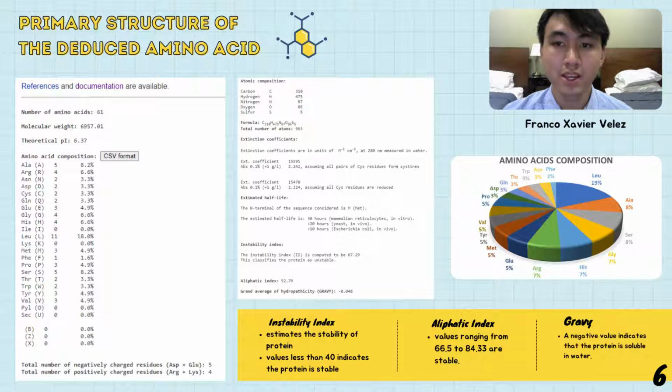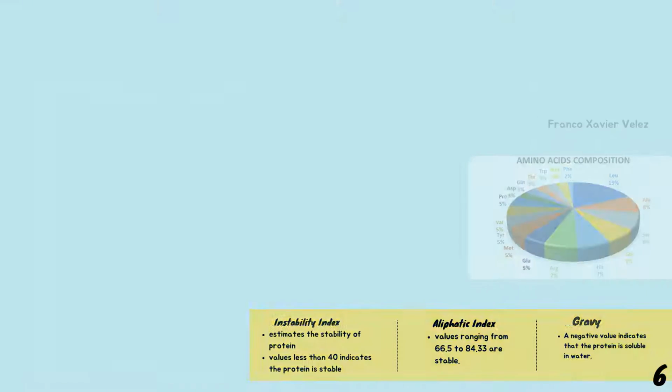Lastly, the instability index estimates the stability of a protein. If the value is less than 40, the protein is in a stable state. The instability index of the gene is 67.29, indicating that the protein is unstable. However, the value 92.79 was displayed by the aliphatic index, wherein values ranging from 66.5 to 84.33 are thermally stable. The grand average of hydropathicity, which indicates the solubility of proteins, is negative 0.048. A negative value indicates that the protein is soluble in water.